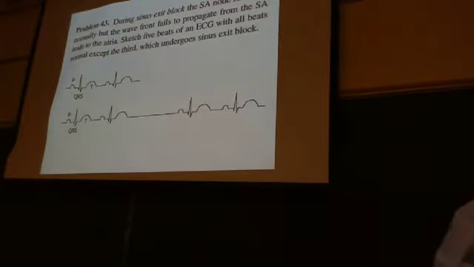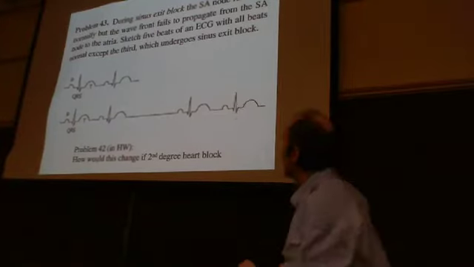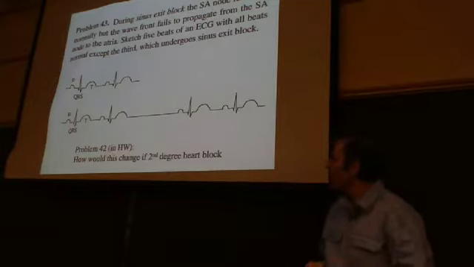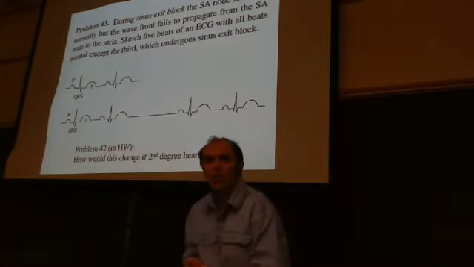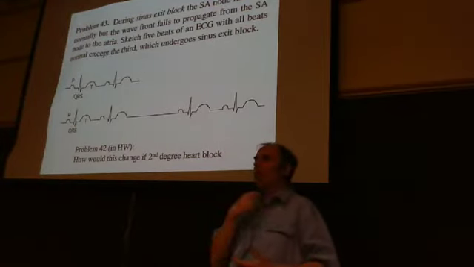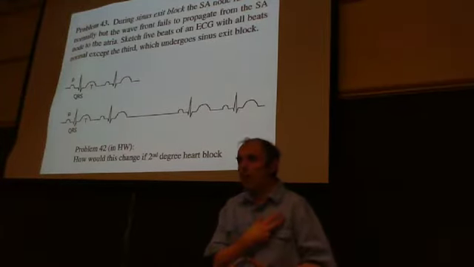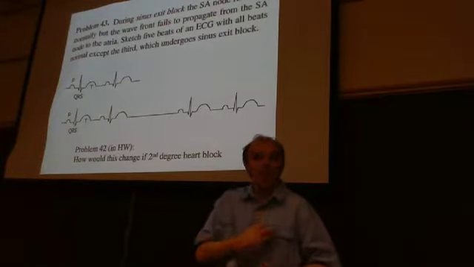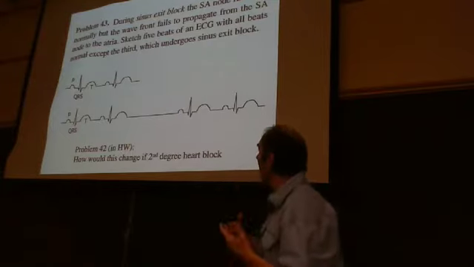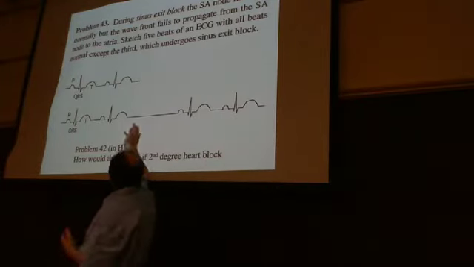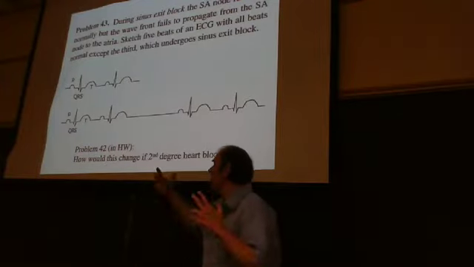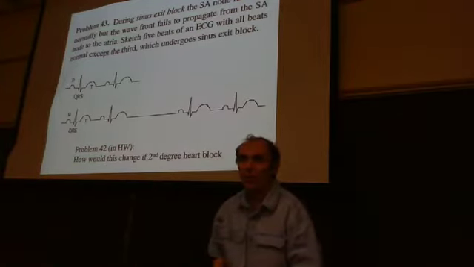Now, problem 42 is part of the homework, so we won't do this completely, but let me just ask you, suppose you change your disease so that now the wavefront gets out of the SA node and propagates into the atrium, but your AV node that connects the atrium to the ventricles is blocked. How is that going to change this signal? It's going to be the third beat that's going to see the block. How's that going to change what the electrocardiogram looks like?